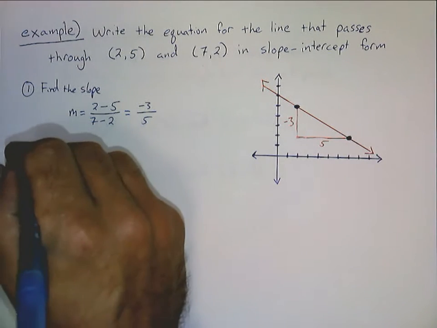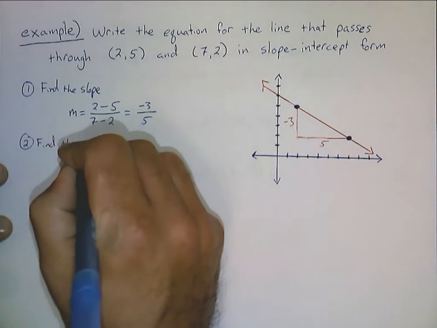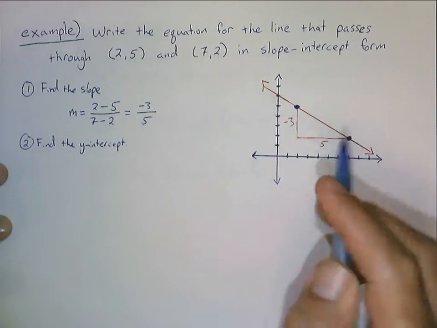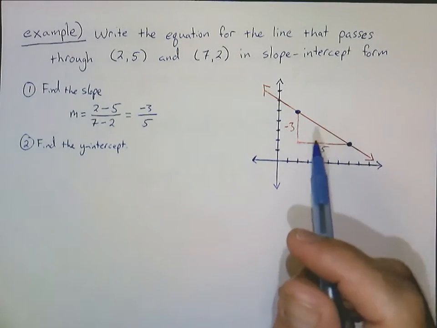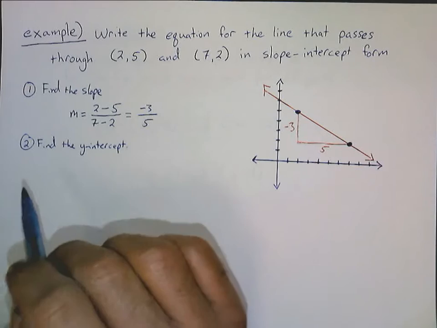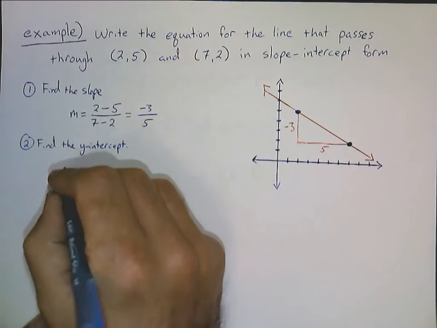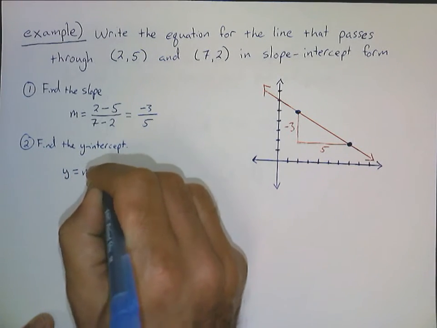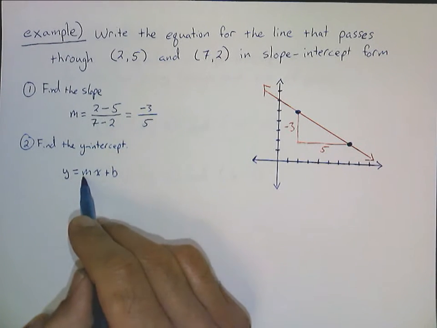Next, we need to find the y-intercept, and eyeballing it is not going to be good enough here. What we need to do is make use of one of these 2 points. The basic idea is that we're going to write an equation in the form y is equal to m times x plus b. Well, we know what m is, -3/5. We can put that in.